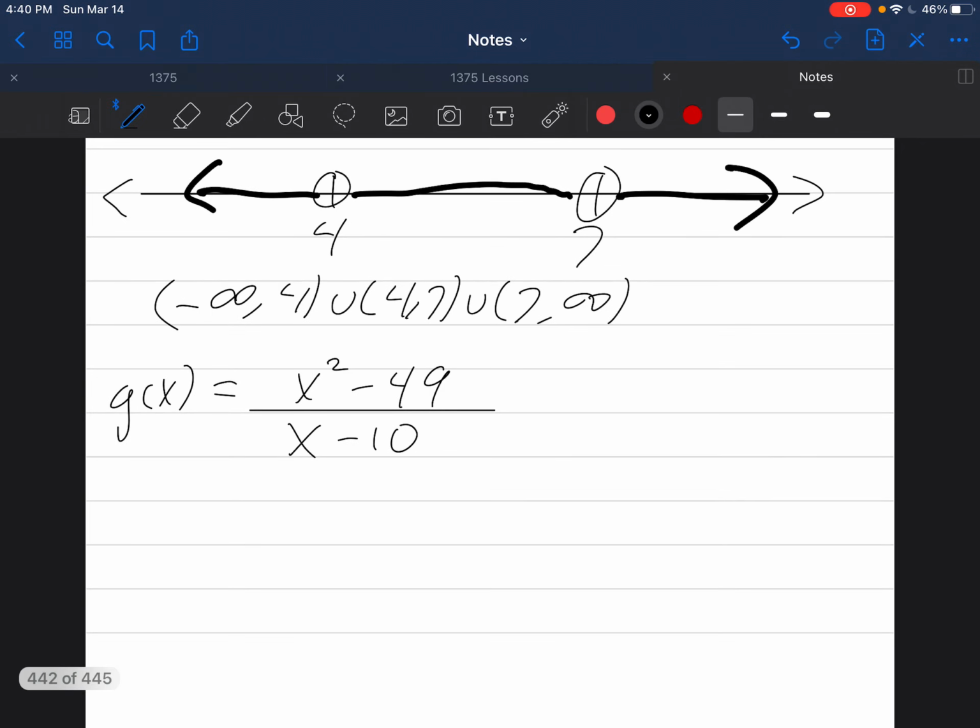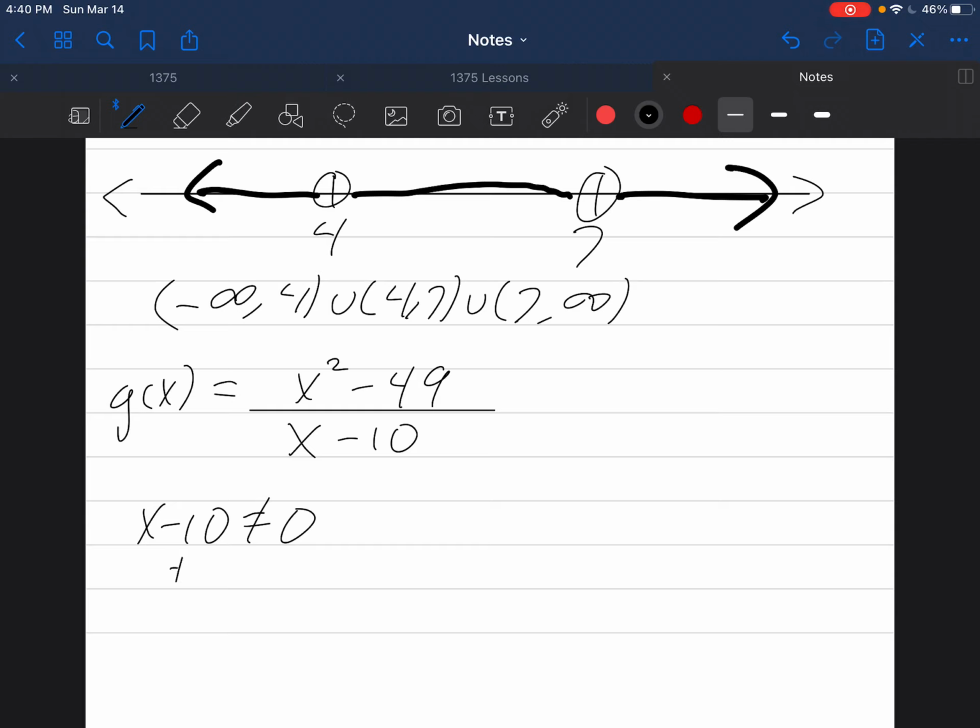Let's look at another example. Again, x squared minus 49 looks like the difference of perfect squares. Looks like it can factor into x minus 7, x plus 7, but I'm here to tell you once again that does not matter as far as the domain is concerned. Maybe it matters for other things, but not for the domain.